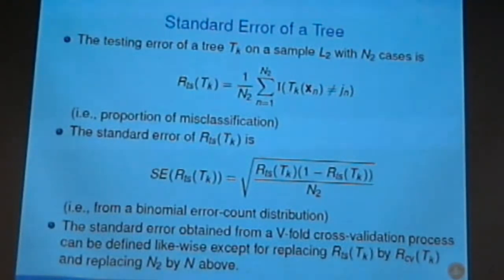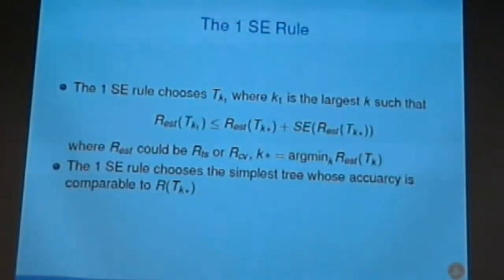And usually it adopts the so-called one standard error rule. The one standard error rule chooses trees whose error falls right below this one standard error. And when you plot this complexity measure, they would plot this one standard error as well, usually as a dashed line. We're going to see an example later. So the one standard error rule chooses the simplest tree whose accuracy is comparable.